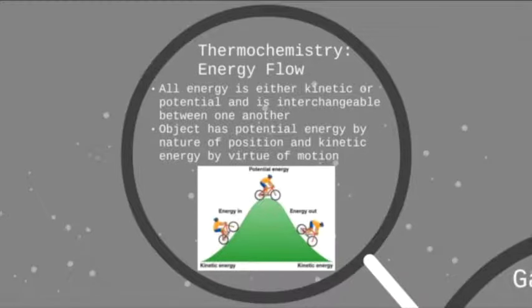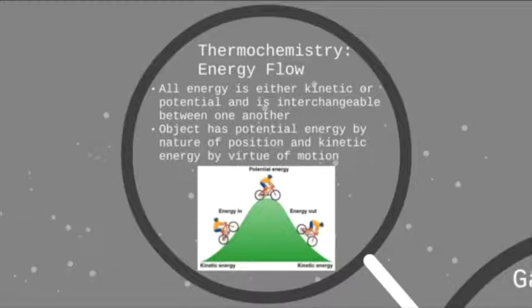Thermochemistry, energy flow. Moving on to Chapter 6, we will discuss energy. All energy we see is either potential or kinetic, and both of these forms are interconvertible between one another. An object has potential energy by virtue of its position and kinetic energy by virtue of its motion. Several other forms of kinetic and potential energy consist of solar, electric, nuclear, and chemical energy on the atomic scale.